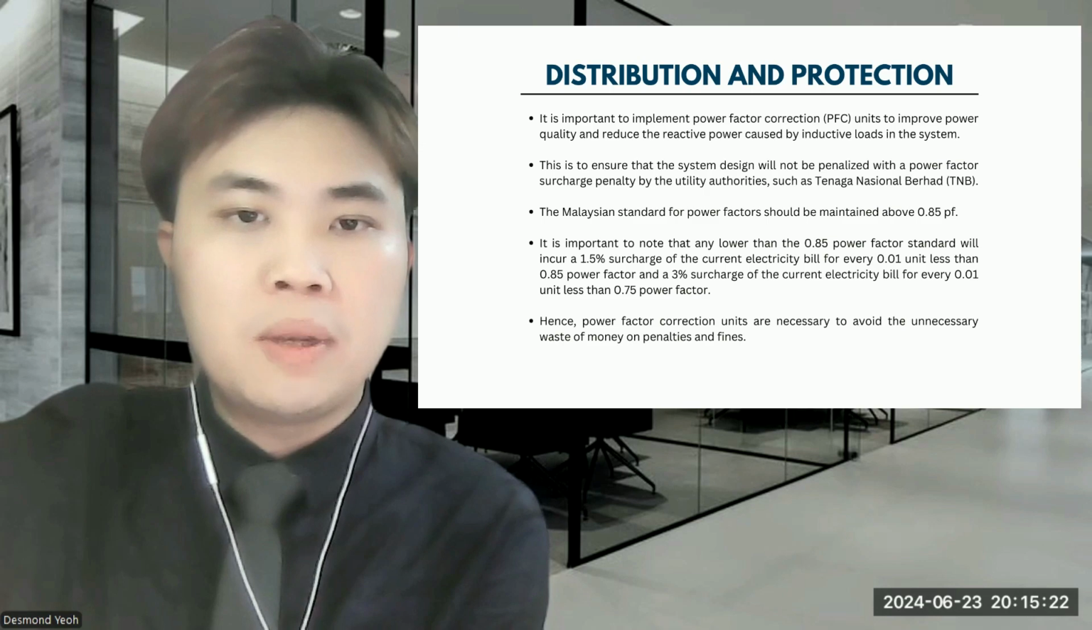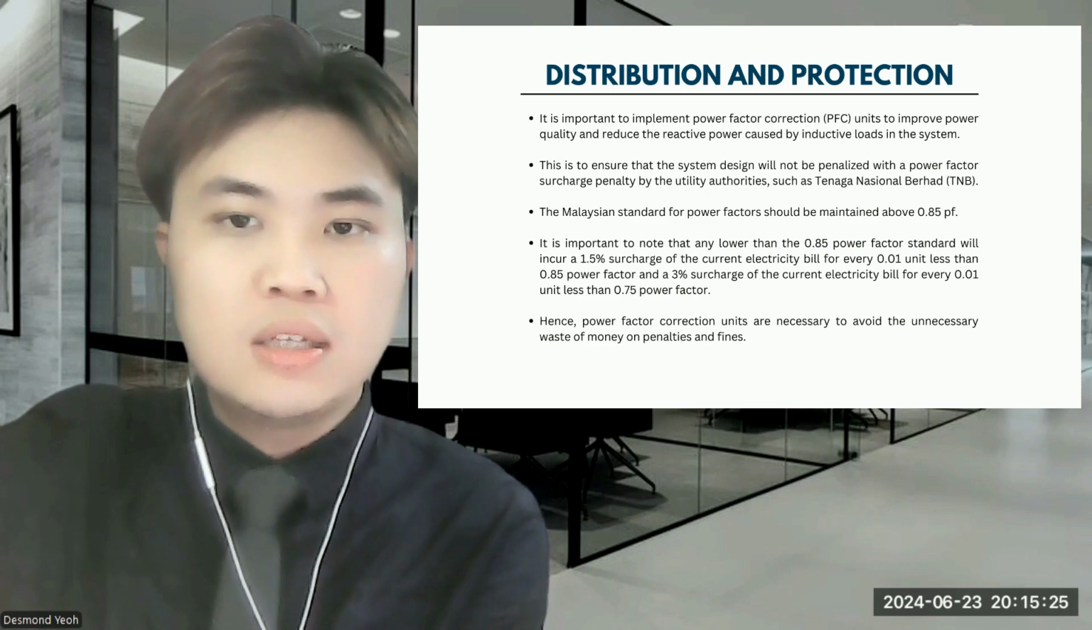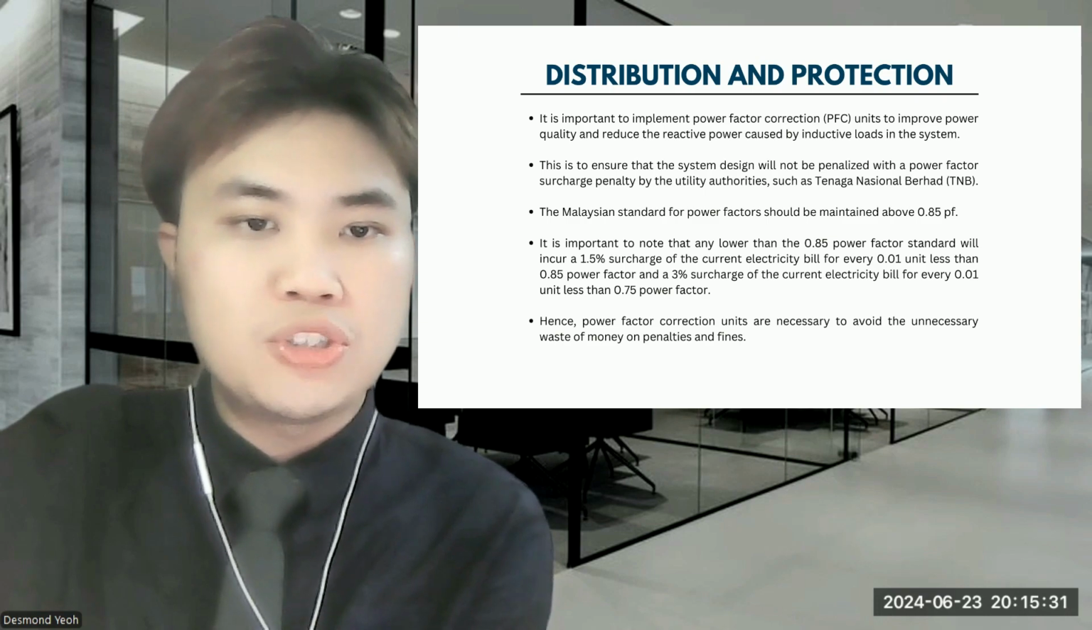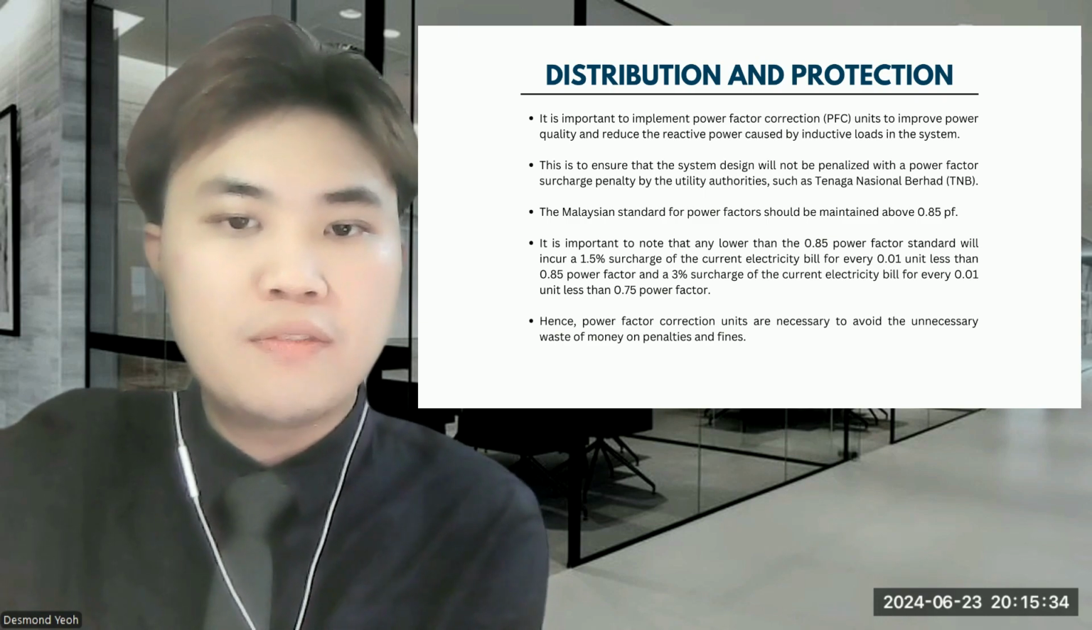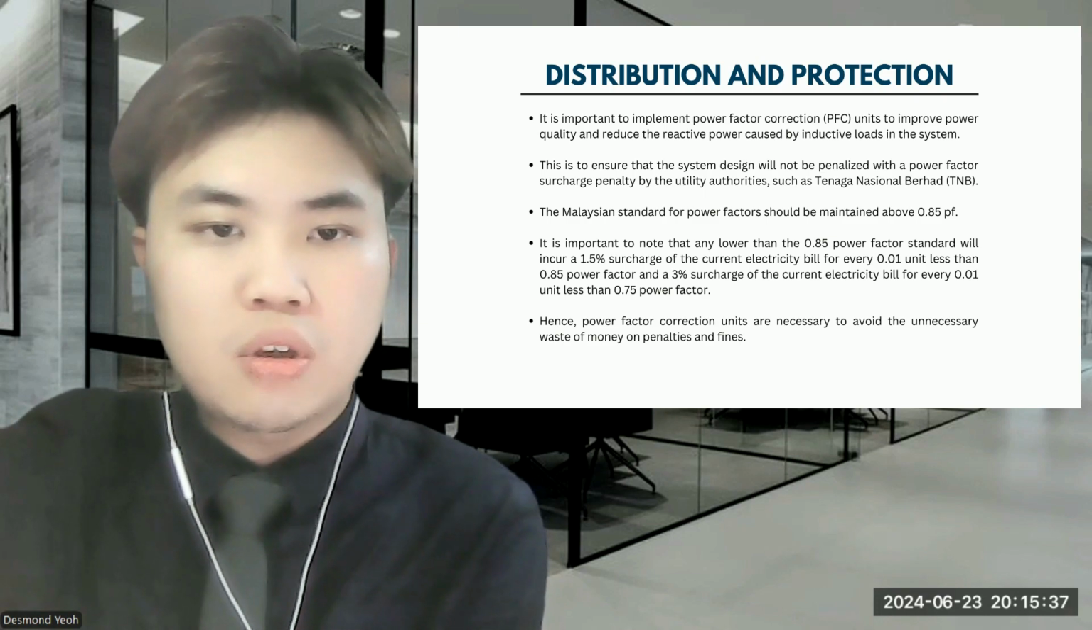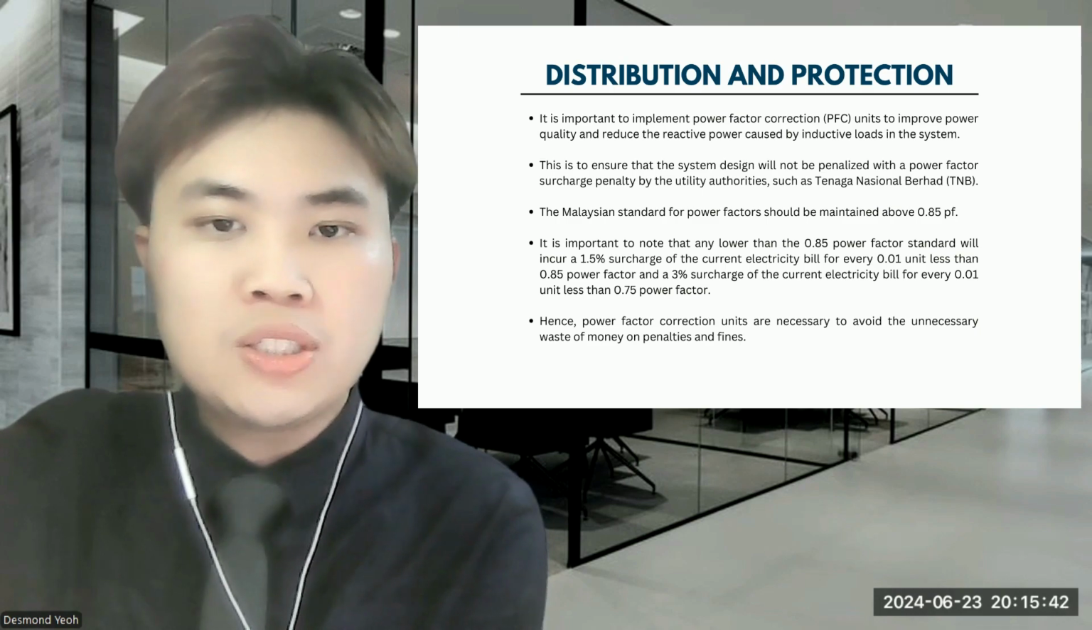Next, it is also important to implement power factor correction or PFC units to improve the power quality and reduce the reactive power caused by inductive loads in the system. This is to ensure that the system design will not be penalized with a power factor surcharge penalty by the utility authorities such as Tenaga Nasional Berhad. The Malaysian standard for power factor should be maintained above 0.85 power factor.